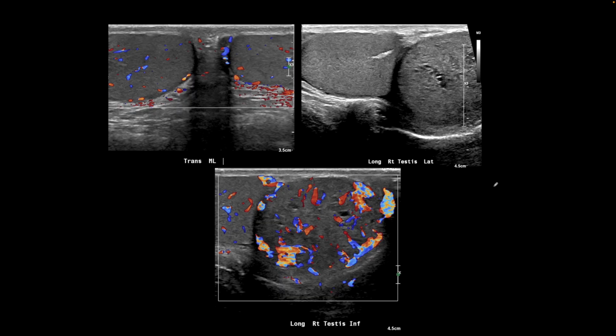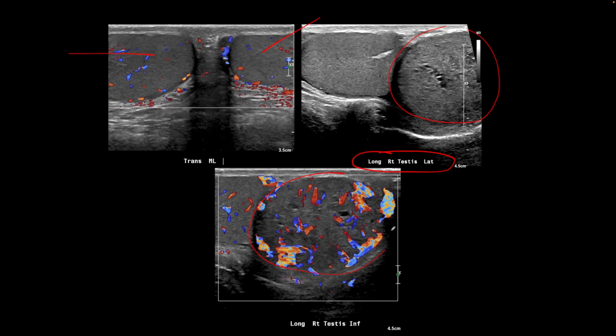This is our next patient who presented with a scrotal mass, and an ultrasound was performed. So on this top left image, we see that there are no testicular masses. This is the right testicle, here is the left testicle, the blood flow is symmetric. And on this top right image, long axis view, inferior to the right testicle, there is this large heterogeneous mass which is hyperemic.